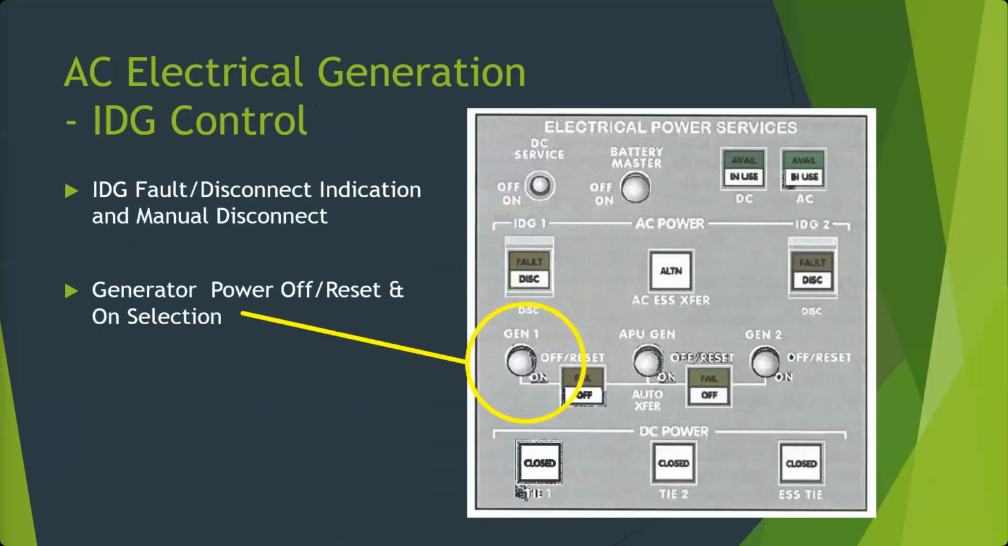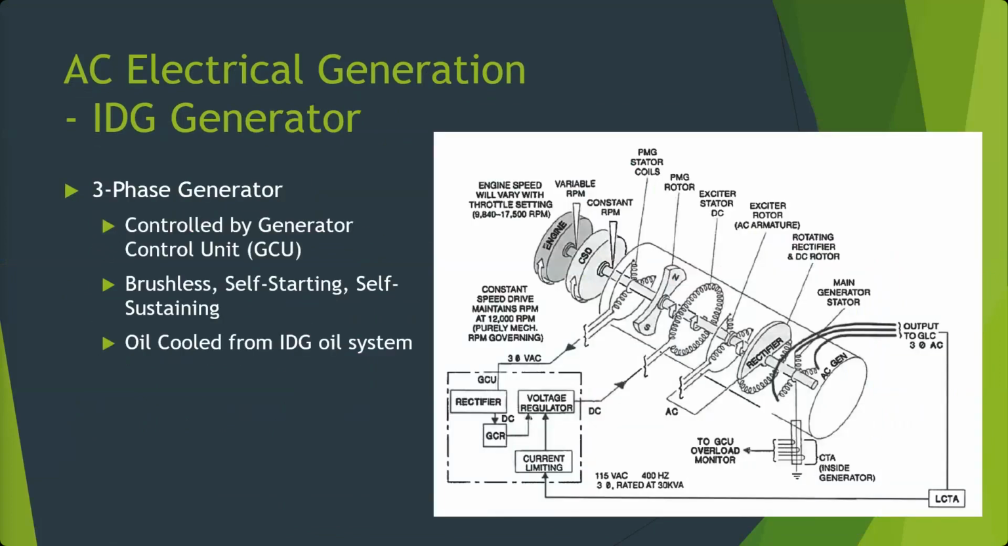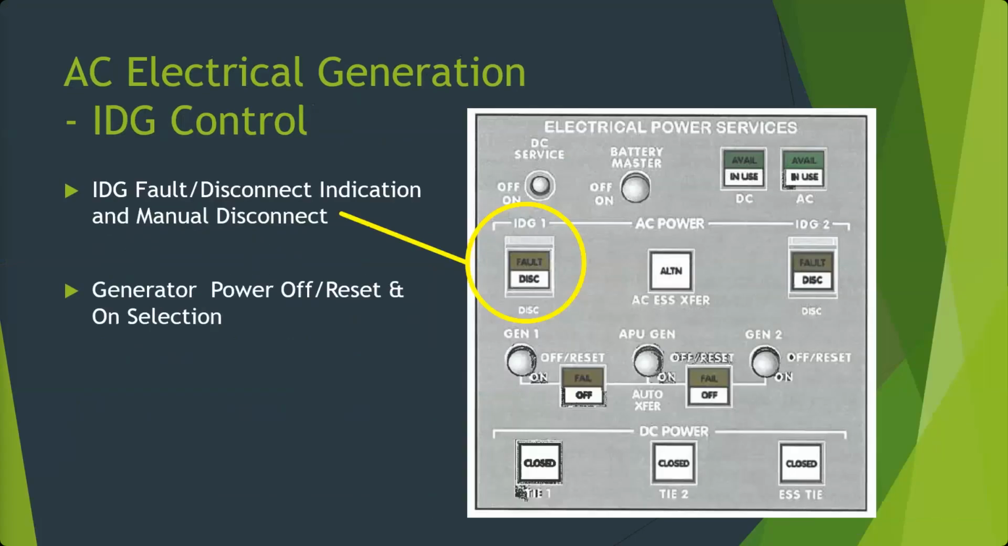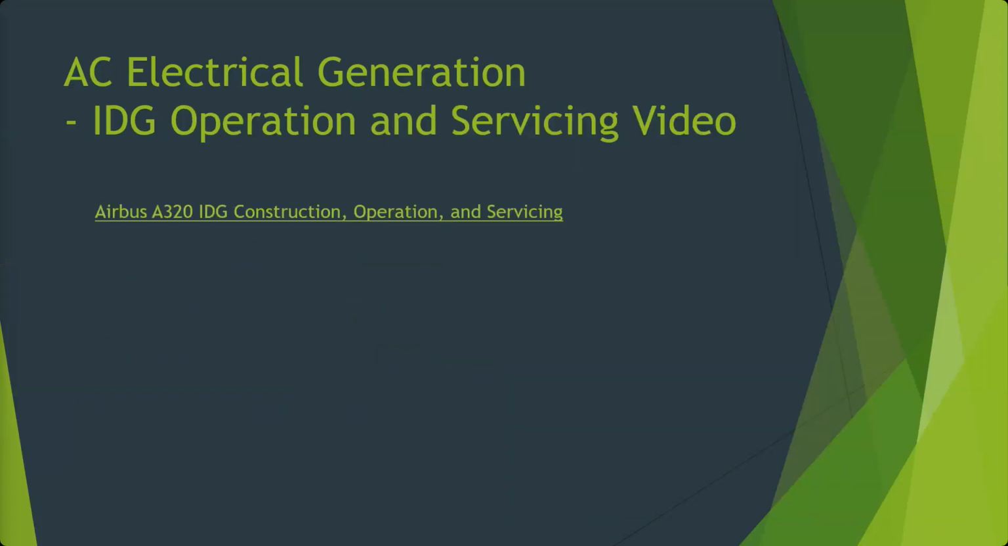So we have a generator power off reset. That switch is what sends the signal to this, telling it you want power. Now that's mostly automatically controlled nowadays, where if the engine RPM is high enough, the generator will automatically come online. I do have a video here that I put in for you guys to watch on your own. It's a little bit longer, but if you want to see how the A320 generator, which is a good example, is constructed and then operated and serviced, it's a pretty decent video about that.